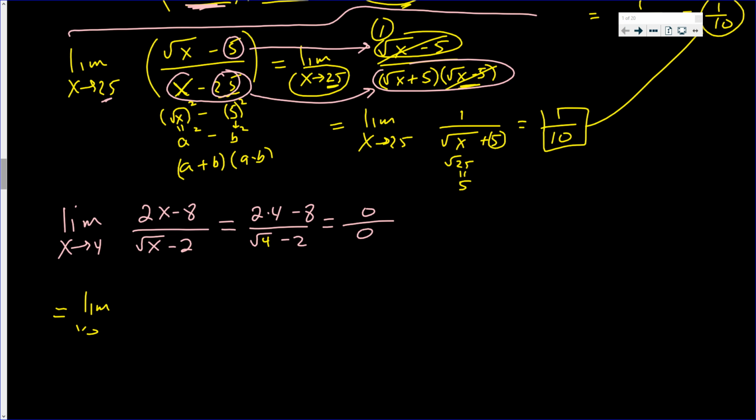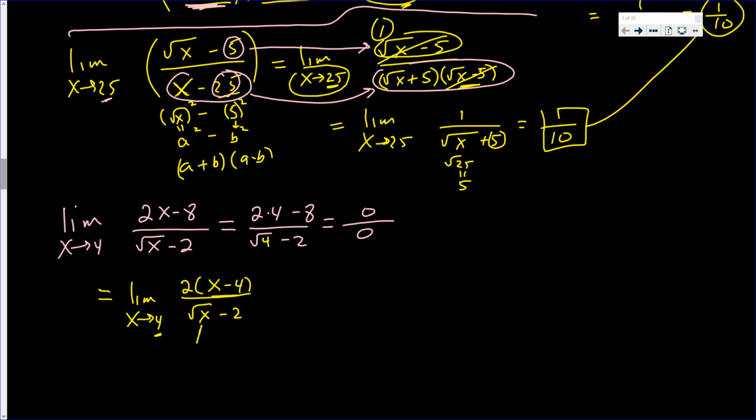Limit as x goes to 4. So now what we have is this. We have the limit as x goes to 4. Let me factor out the 2 from the top. Oh, look at that. 4 made the top 0. X minus 4 was a factor. And in the bottom, we have the square root of x minus 2.